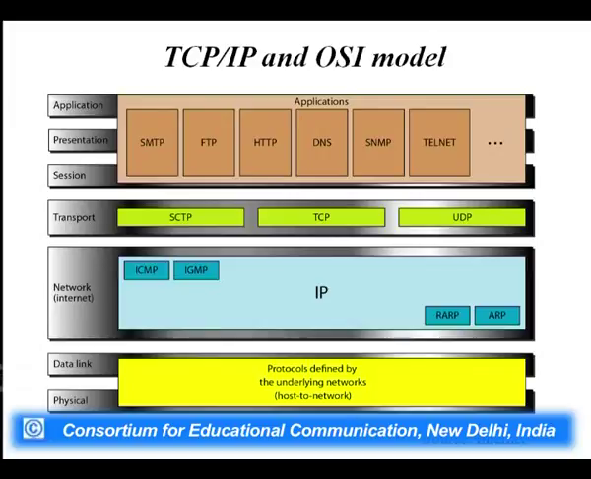And what are the applications? We have SMTP, the Simple Mail Transfer Protocol, which you use for the transfer of emails. Then you have FTP, the File Transfer Protocol, where you transmit a file from a server to a client. Then we have HTTP, the Hypertext Transfer Protocol, which is used for the transfer of web pages. When you transfer web pages from a server to a client, we use the HTTP protocol because web pages are stored in the form of hypertext, and the hypertext has to be transferred.